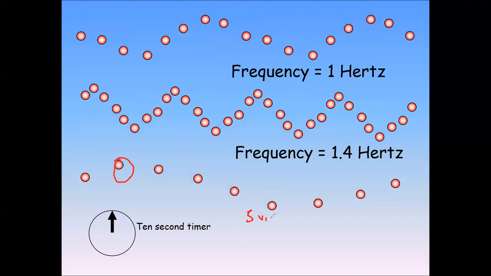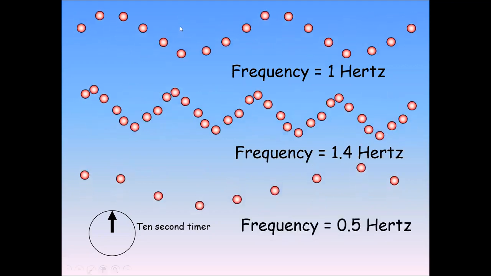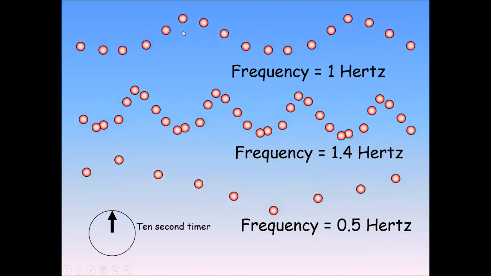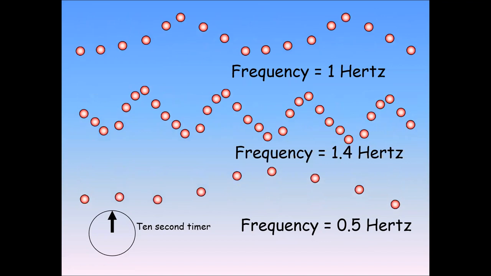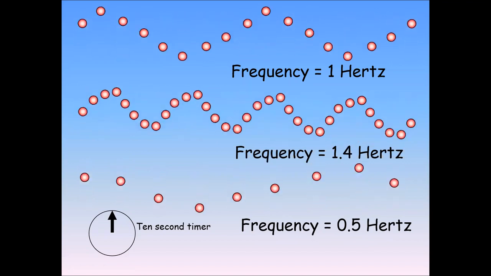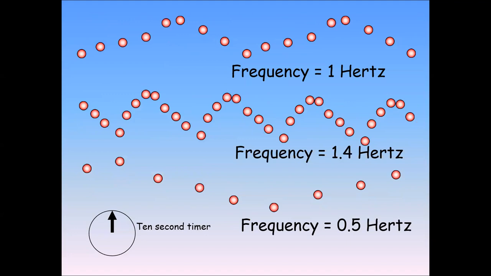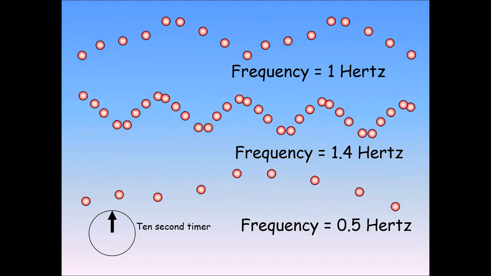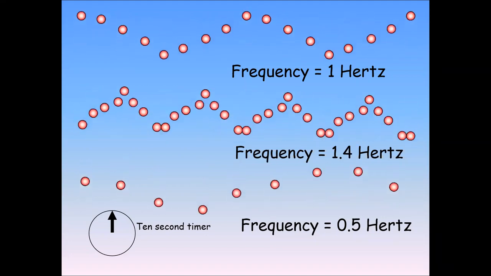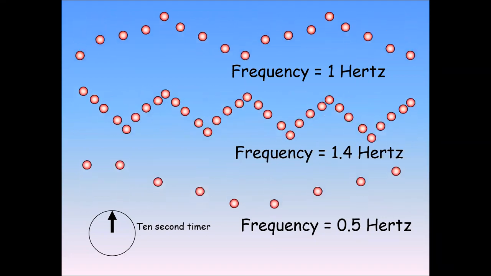So if it has 5 vibrations in 10 seconds, in 1 second it will be x, so 5 divided by 10. What will be the frequency? It will be 0.5 hertz. The one with a higher frequency will undergo a greater number of vibrations per second, and the one with a lower frequency will have a small number of vibrations every second. So the frequency of the wave refers to the number of vibrations every second.